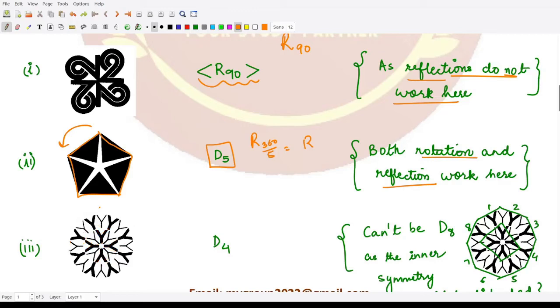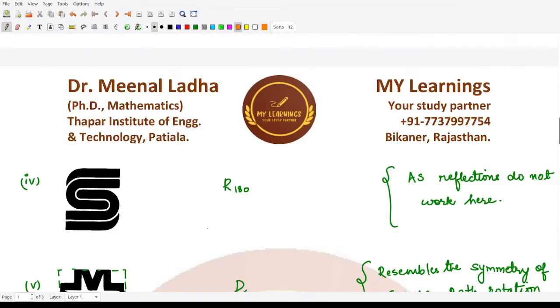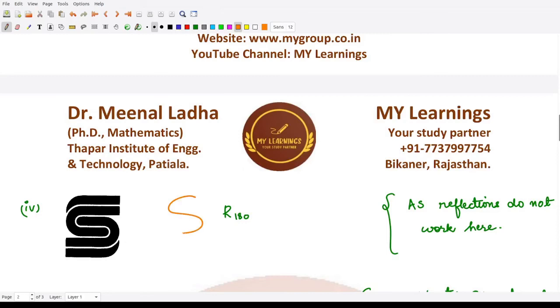What about reflections? Yes, we also have reflections. We would have horizontal reflection, vertical reflection, and also the diagonal reflections in this case. So therefore D4 would be the symmetry group for this particular design. What about this S, the symbol S?